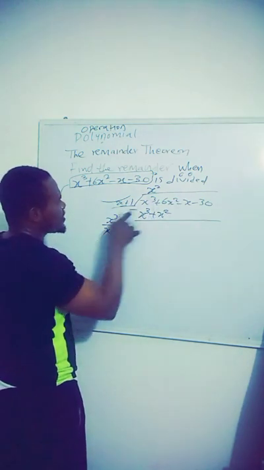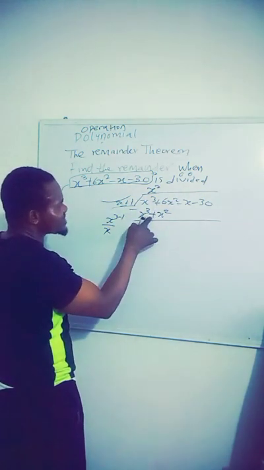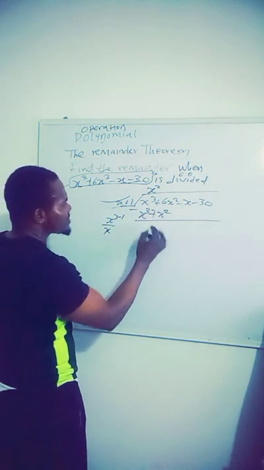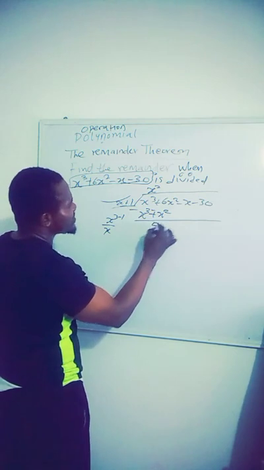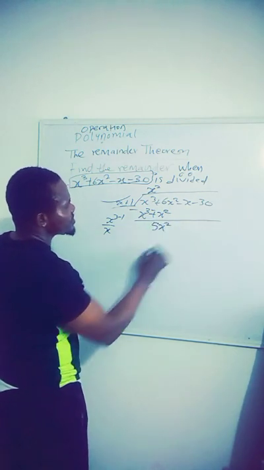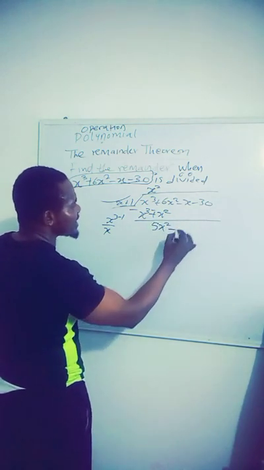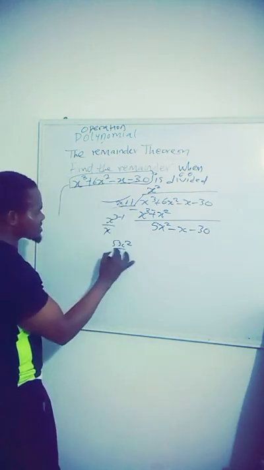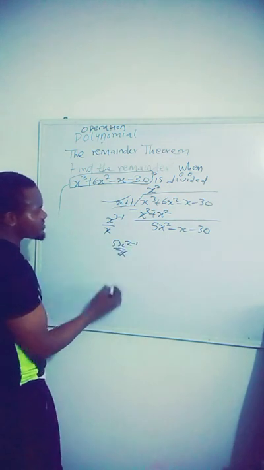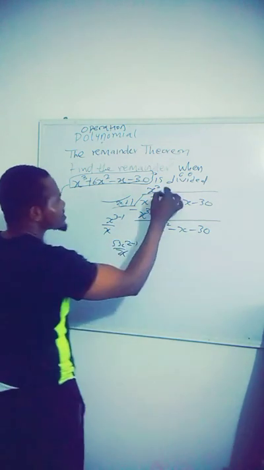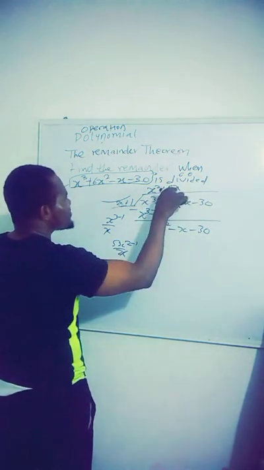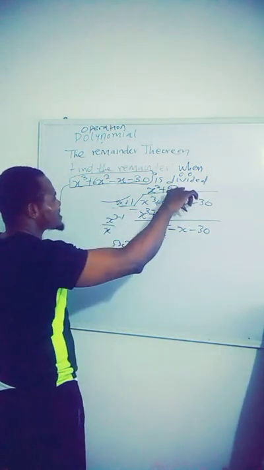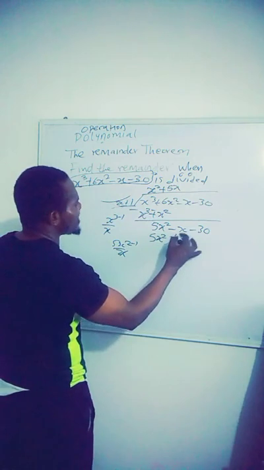So 6x squared minus this minus will affect this plus and change it to negative. So 6x squared minus x squared, that is 5x squared. Then you repeat this remainder, x minus 30. Then 5x squared divided by this x. So this x will take away 1 from here, remain just x. 5x times x, you have 5x squared. 5x times 1, you have plus 5x.